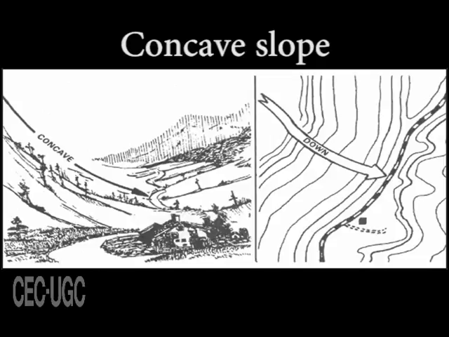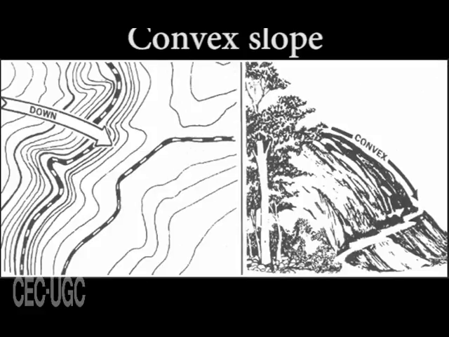The third kind of slope is a concave slope. In such a slope, the contour lines on a map will be closely spaced at the top of the terrain feature and widely spaced at the bottom. The fourth kind of slope is a convex slope. The contour lines on a convex slope on a map will be widely spaced at the top and closely spaced at the bottom.